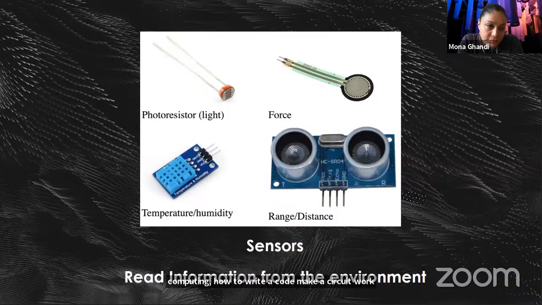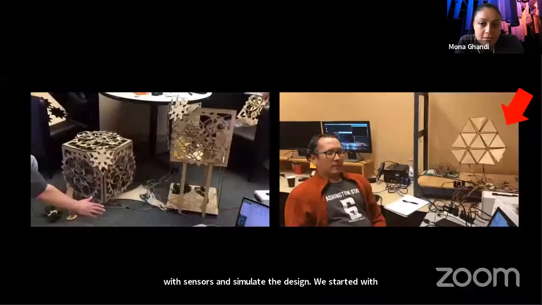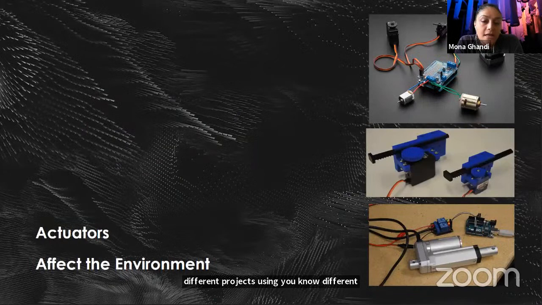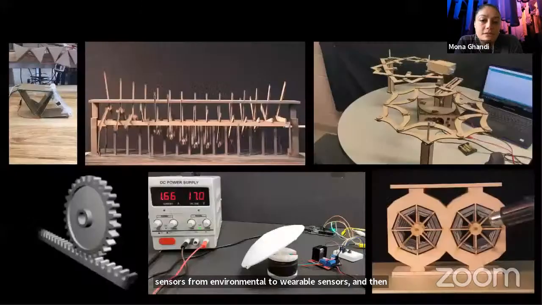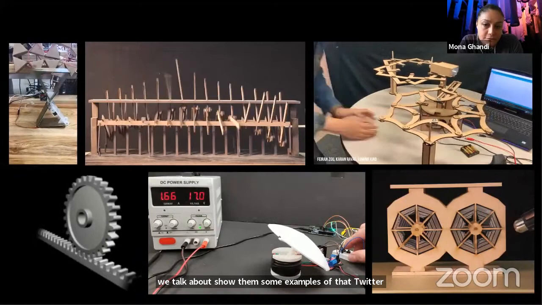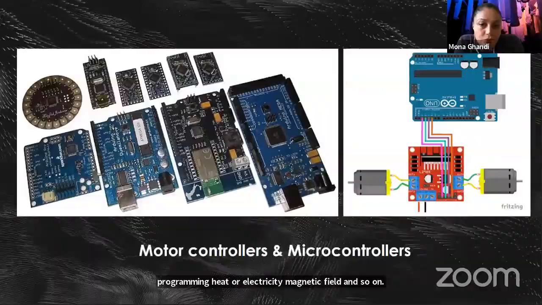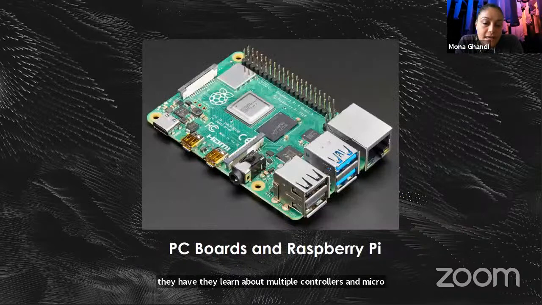We started with a presentation on the sensors and then showed them different projects using different sensors, from environmental to wearable sensors. And then we showed them some examples of the actuators and different mechanisms, either mechanical actuators or material programming: heat, electricity, magnetic field, and so on. So they got exposed to all the different options that they have. They learned about motor controllers and microcontrollers and Raspberry Pi and PC board.